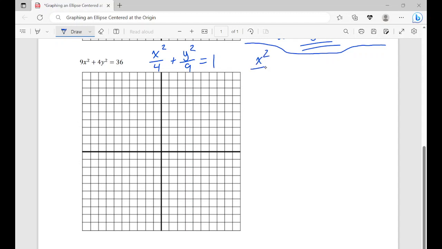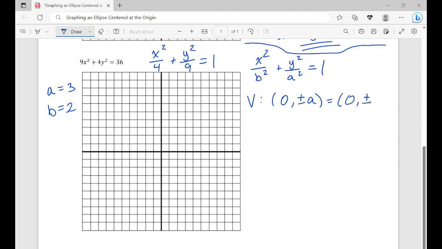So x squared over b squared plus y squared over a squared equals 1. So in this case, a equals 3 and b equals 2. Now we're going to find the vertices, so I'm going to initial that as V, and that can be found at 0, comma, plus minus a, which in this case, very easy to get because a is 3. So the vertices are at 0, comma, plus minus 3.